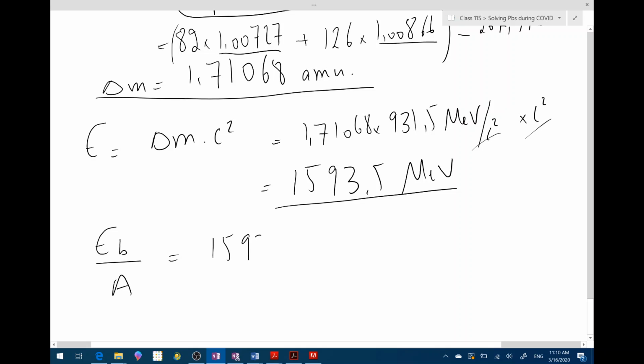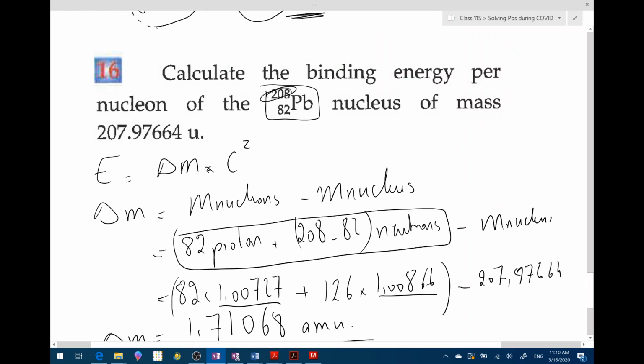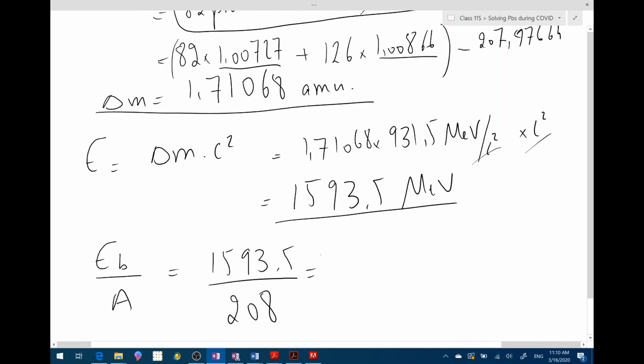So 1593 MeV are used to bind 208 nucleons together, because lead has 208 nucleons altogether. And that answer would be divided by 208. It would be 7.66 mega electron volt per nucleon.